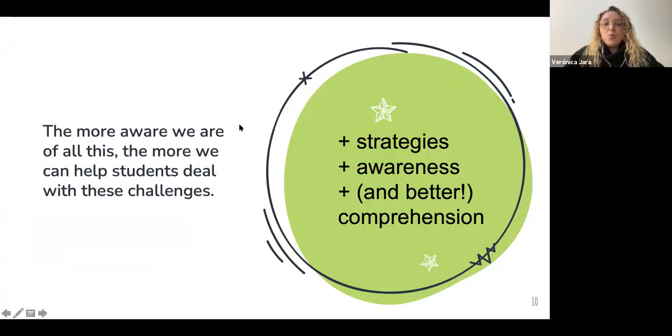So the more aware we are of all this, and when I say we, I'm talking about teachers and students, right? The more we can help students, the better equipped they will be to deal with these challenges, right? So more strategies, more awareness, and more and better comprehension, yeah?